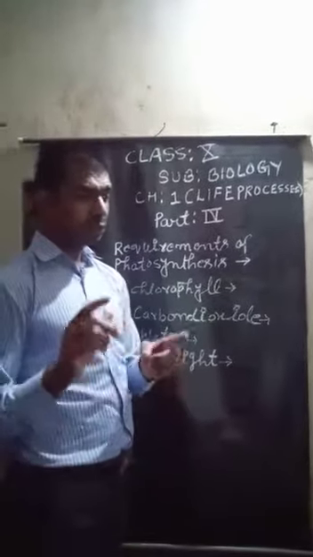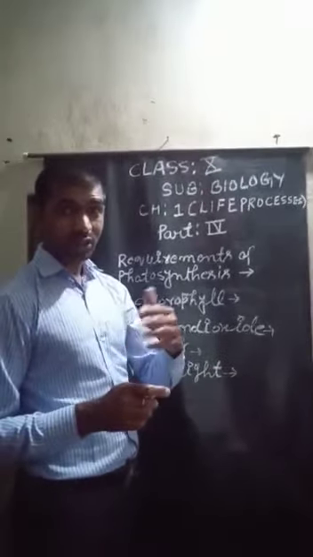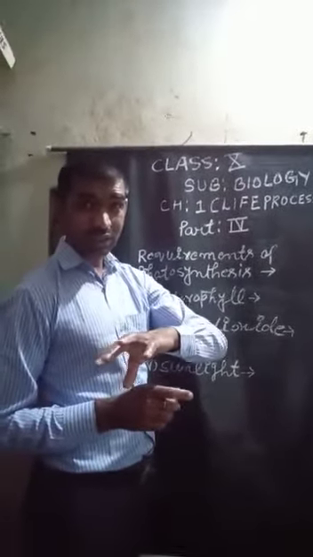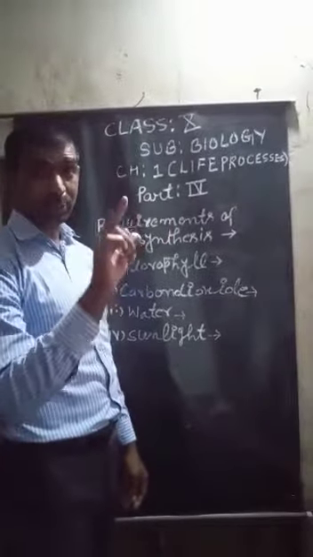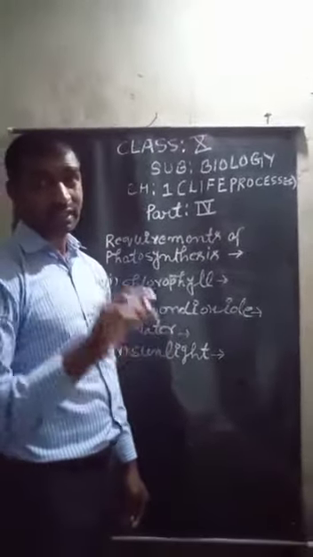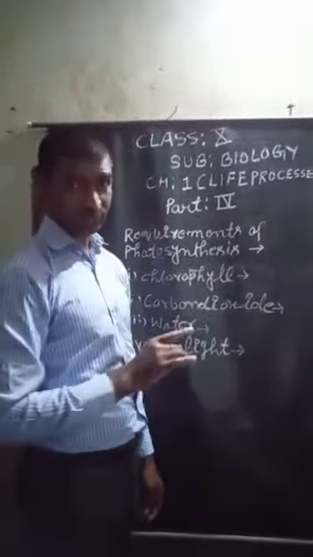Mostly the blue and red light. Only blue light and red light are required to complete photosynthesis. And the rate of photosynthesis will be maximum in red light only.